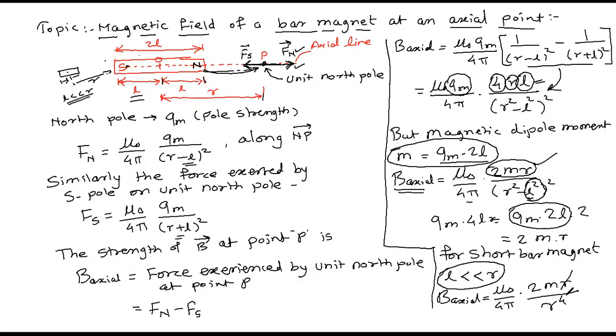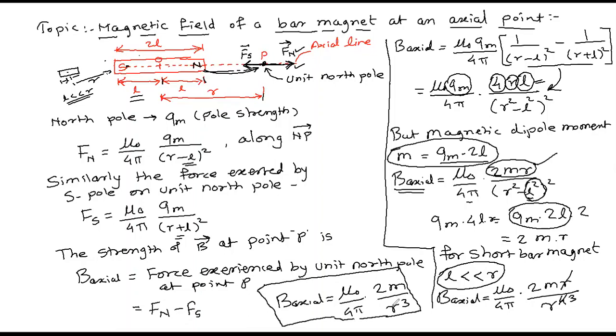So you'll get this one, cancel this. Finally, you'll get B axial, or the magnetic field on the axial line, equal to μ0 upon 4π, 2M upon r³. This is your final expression for the magnetic field of the bar magnet on the axial line. In vector form, you can write B axial equal to μ0 upon 4π, 2M upon r³.